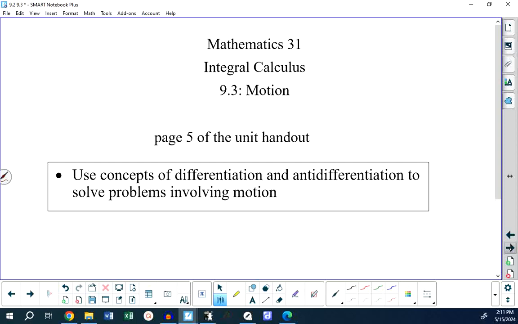We're looking, I think this is on page 5 of your unit handout, we're looking at motion. And we're only doing one example today. It doesn't seem like an overly complicated example, but some of the applications that you're going to run into when you're working on today's practice will change that viewpoint.